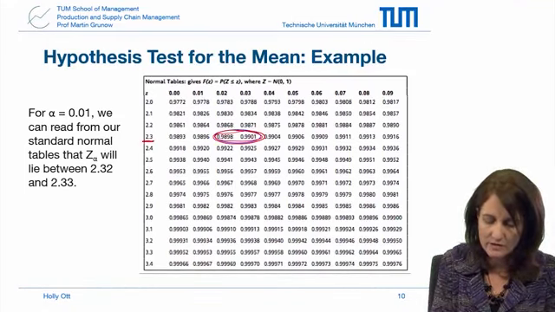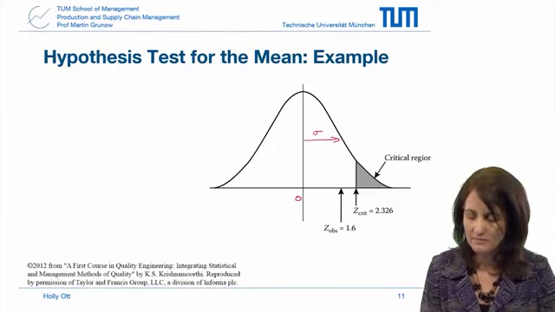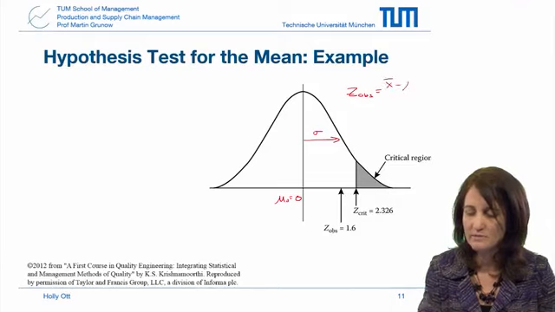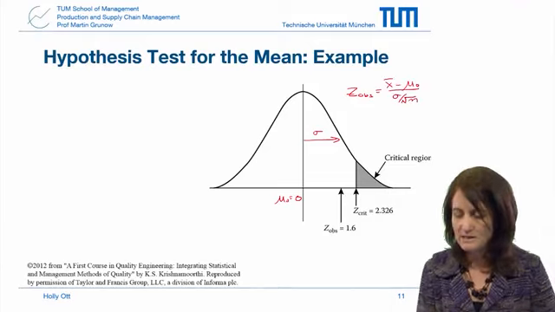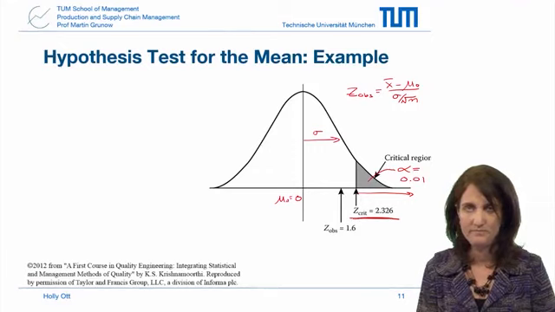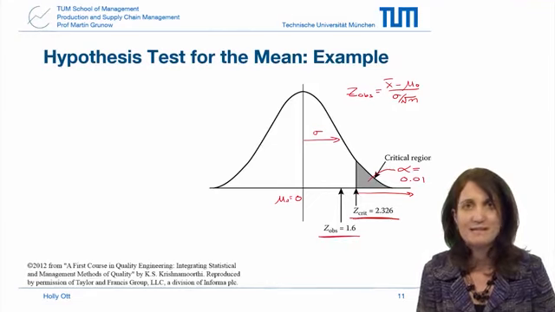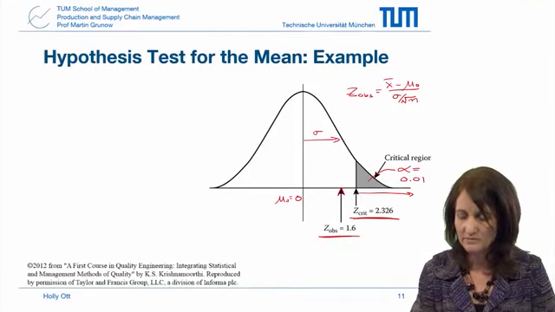Now we look at it in a graph again. So here was our distribution of z observed equals x bar minus mu 0 over sigma over the square root of n. Z critical was 2.326, and what this means is that the probability of a z value that's greater than z critical is equal to alpha, which is equal to 0.01. Our z obs, if you remember, was equal to 1.6, which we show here.